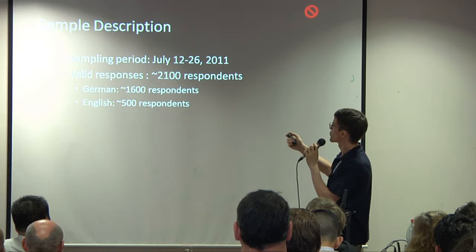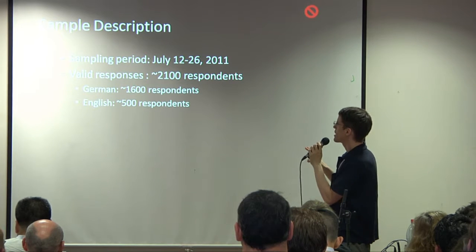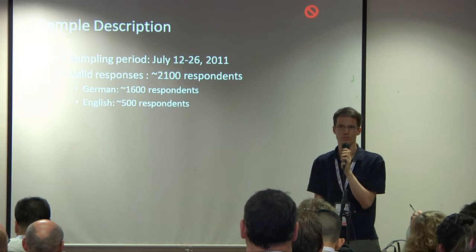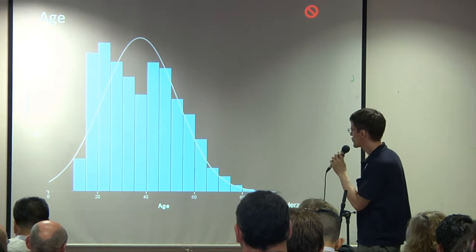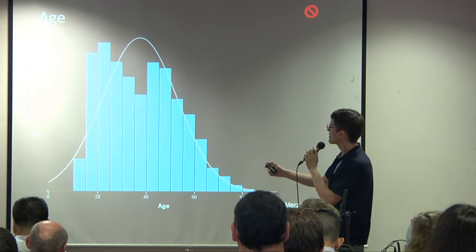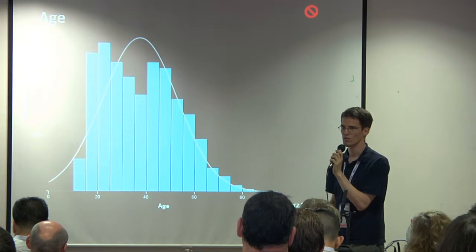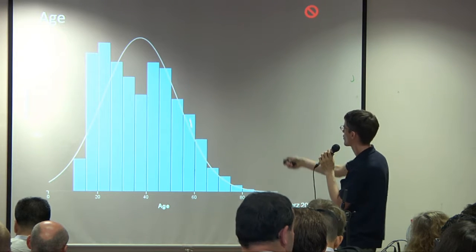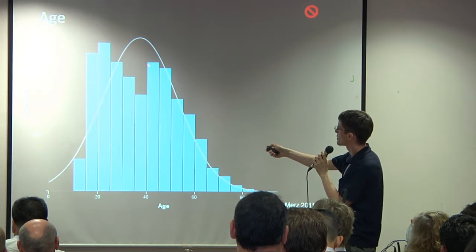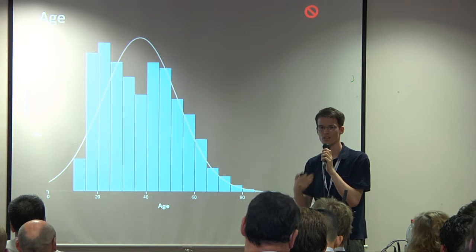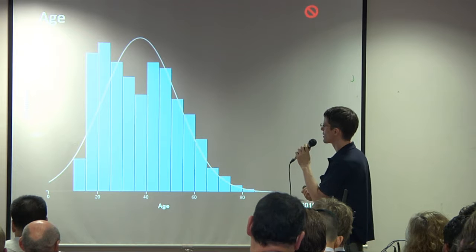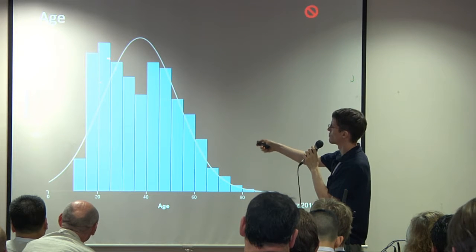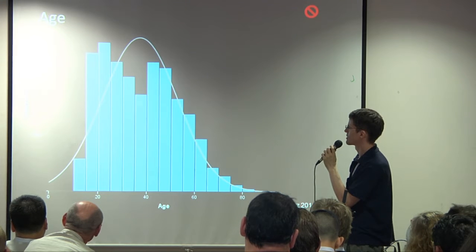So I just tried out some things to give you a first impression. The sampling period was from 12th to 26th of July. I got about 2,100 valid responses, 1,600 of them from German Wikipedia, and about 500 of them from English Wikipedia. Here you see the age distribution, and you see that the mean doesn't really do justice to what is actually happening, because the mean would be about 30 years old, but you see that there's actually a gap if you compare it to the normal distribution. In this period of time, where users, my suggestion would be, start to work and have many things to deal with besides Wikipedia, the usage and the contribution declines. Whereas before that, we have a much higher frequency of contributing.